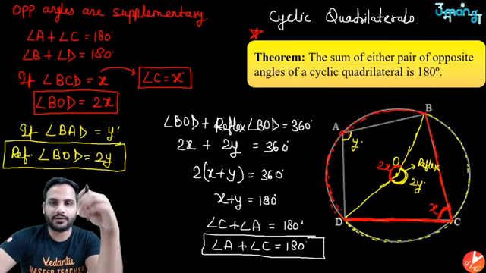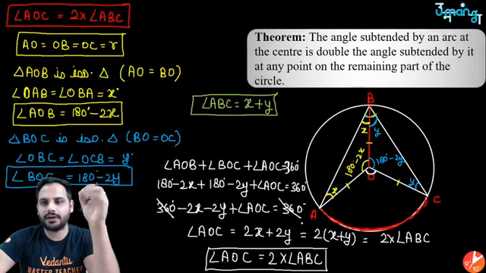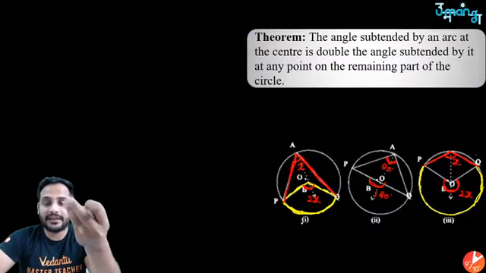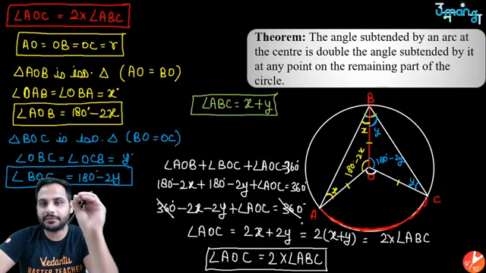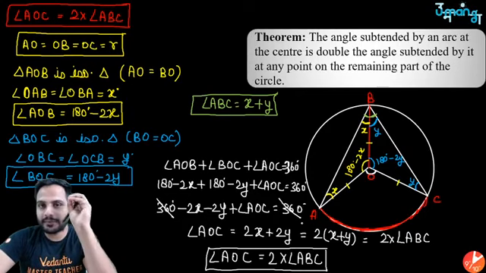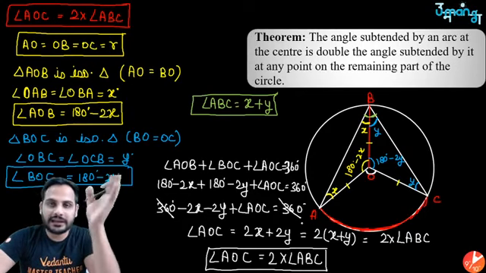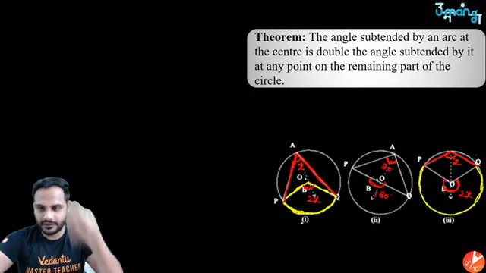Remember, the cyclic quadrilateral proof is there, or the angles in the same segment are equal, or the angle at the semicircle is 90 degrees. For all these proofs, this theorem is very important. Angle subtended by an arc at the center is double of the angle subtended by it in the remaining part of the circle.